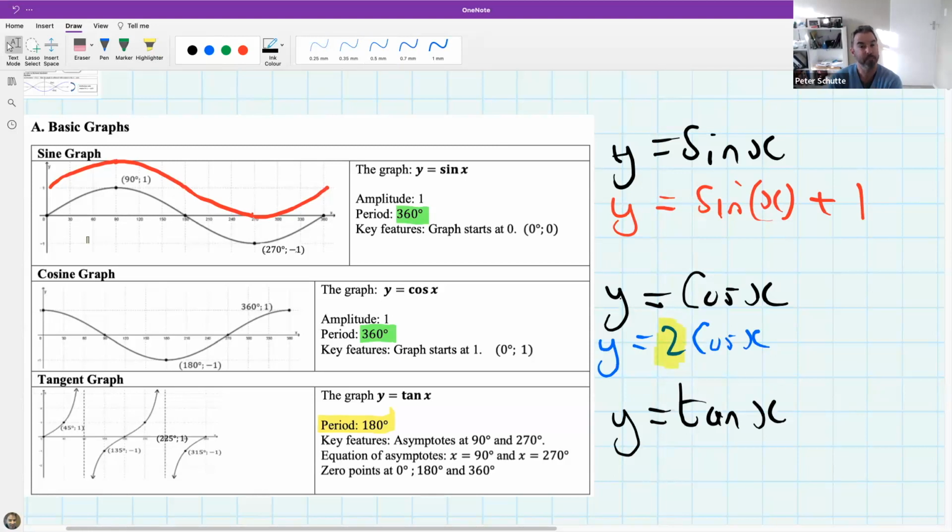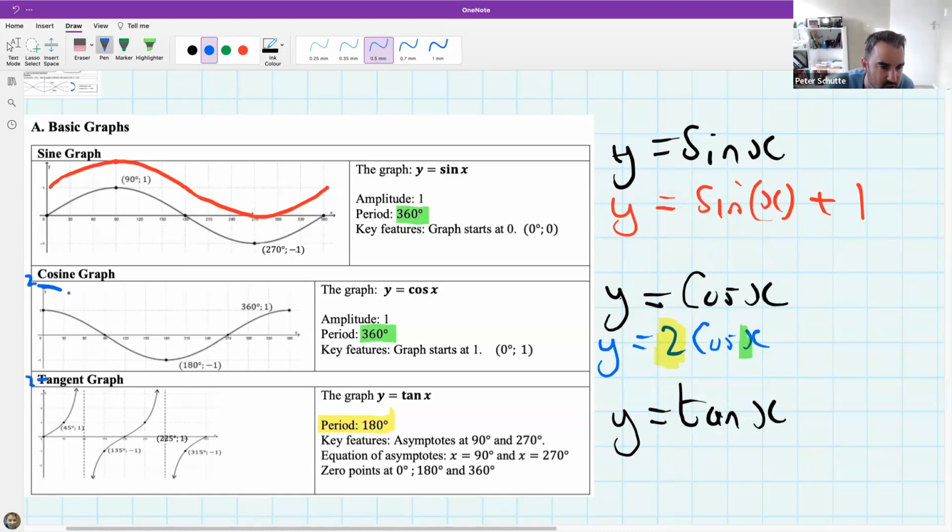So it's not a period change. Period change would be the number in front of the x there, and at the moment that number is just 1. This is what we call an amplitude change, and it stretches the graph up or down. Actually, sorry, it's both up and down. And so instead of starting at 1, this would actually start up at 2, but it would also go all the way down to -2.